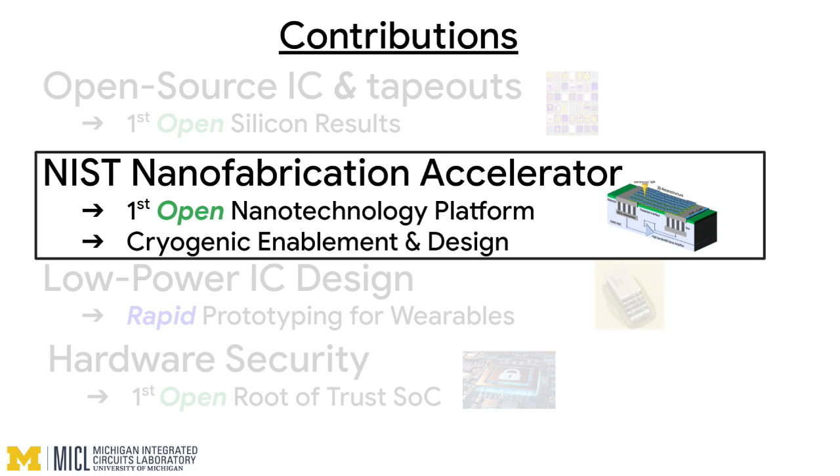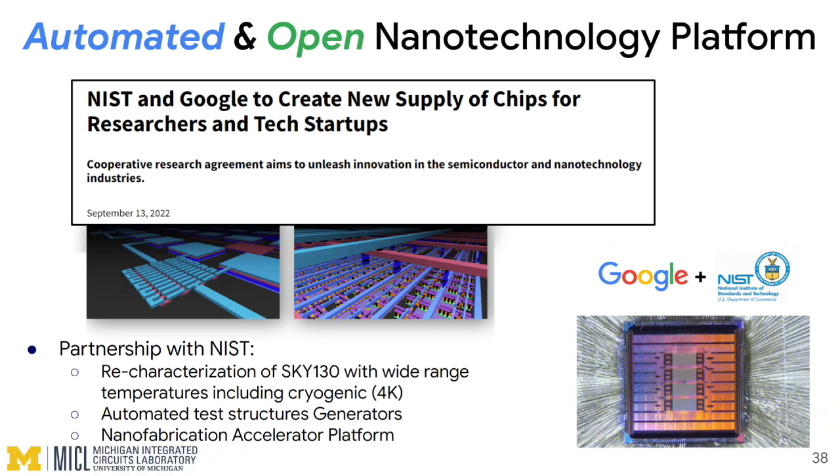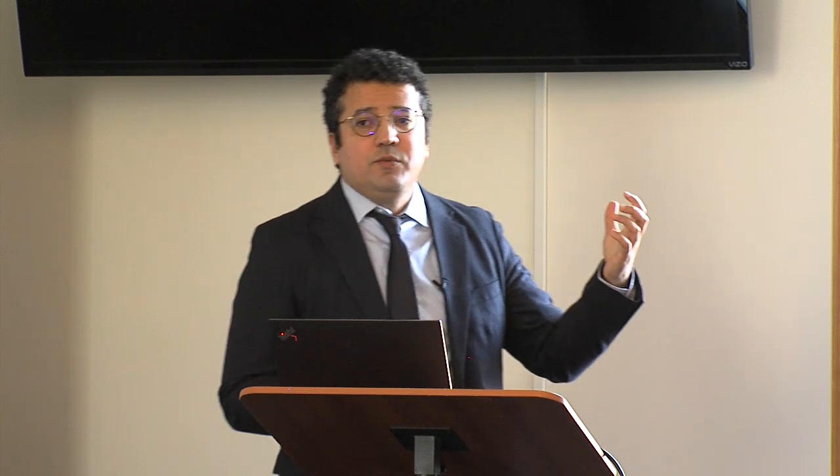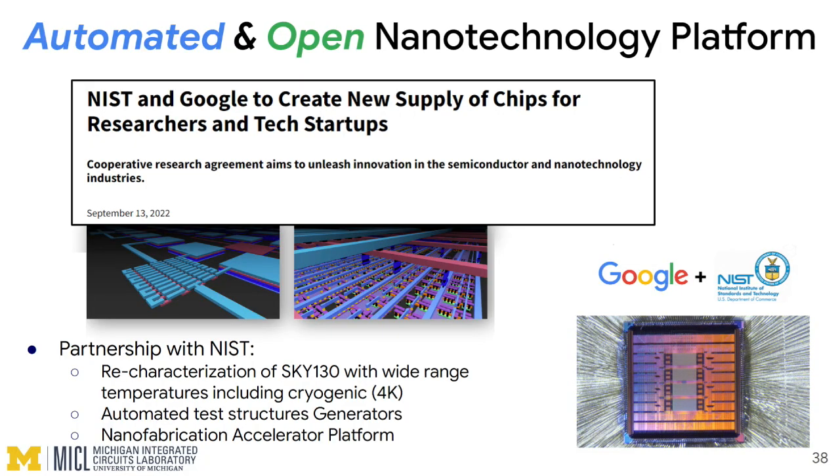All right, so now I'll move on to the NIST nanofabrication program. So first of all, I'll talk about the background here. So NIST and Google signed the CRADA partnership, which is basically supposed to create a new supply of chips for researchers and tech startups. We worked under this umbrella. I'm working on the CMOS circuit for metrology under Dr. Brian Hoskins' lead, and we're basically trying to work on creating test structures for different things, right? The first thing is cryogenic model generation, so we created some very simple structures, but automated, because we want to do this not only in SkyWater 130, there's a whole roadmap to advanced nodes, like 90 FDSOI, and so on. And also the other part is the nanofabrication accelerator, which I'll discuss in the next slide.